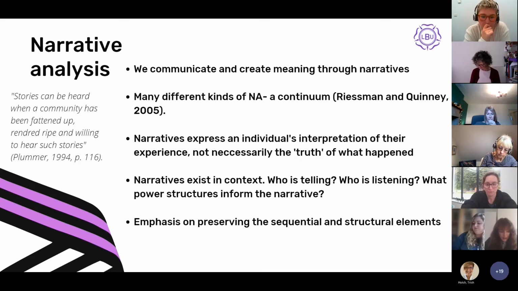Another aspect of narrative that is especially important for social scientists is the power structures that inform, change, and shape how narratives are told, who can tell them, and whether we as a society are ready to listen to them. So in his book, Telling Sexual Stories, which is an amazing book on narrative, if you haven't heard of it, I definitely recommend reading it, Ken Plummer tells us that stories can be heard when a community has been fattened up, rendered ripe and willing to hear such stories.